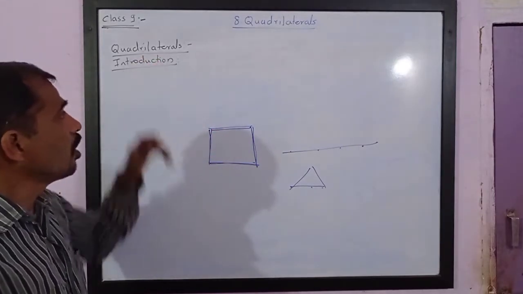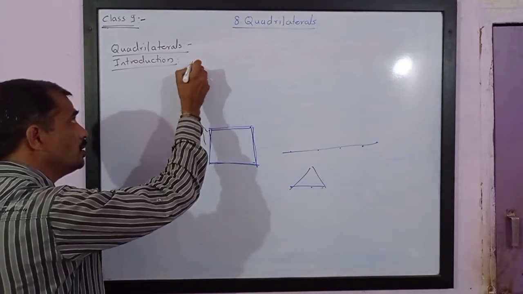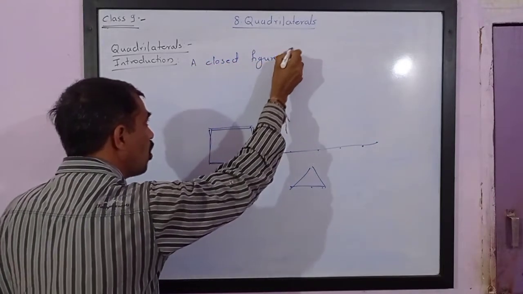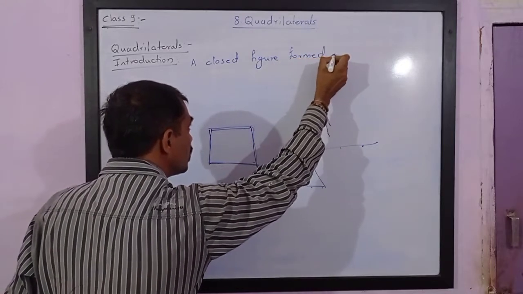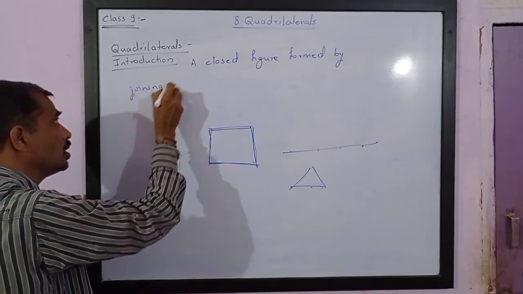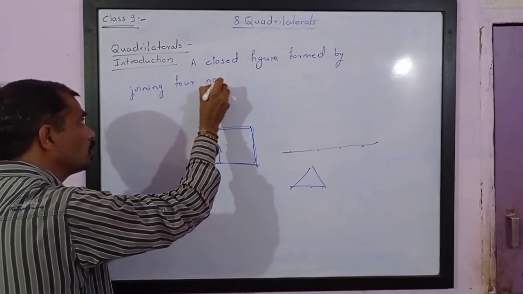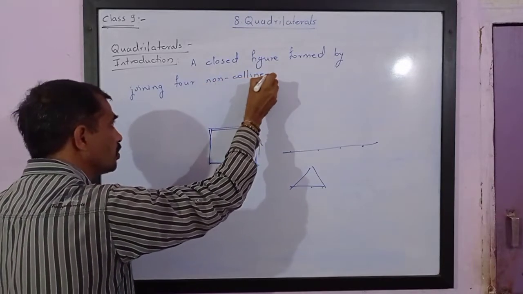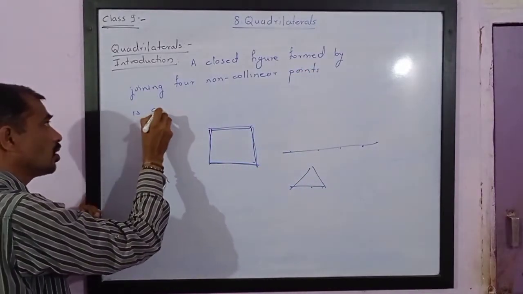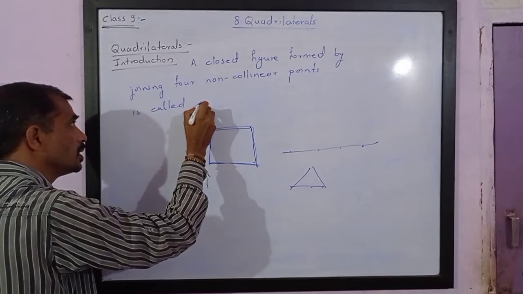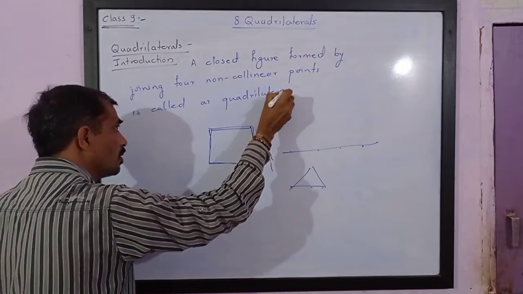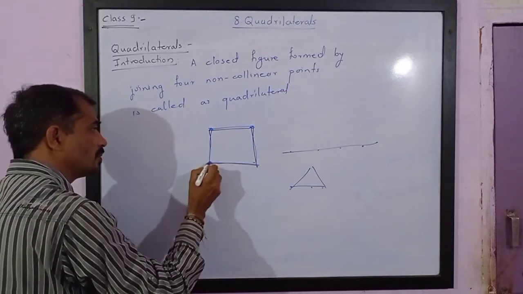So the definition of the quadrilateral is a closed figure formed by joining four non-collinear points is called a quadrilateral. So please note, it is formed by joining 4 points.